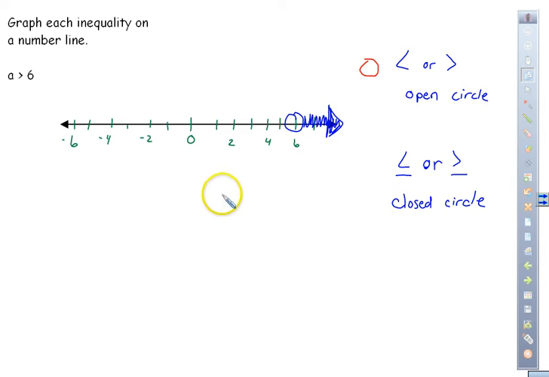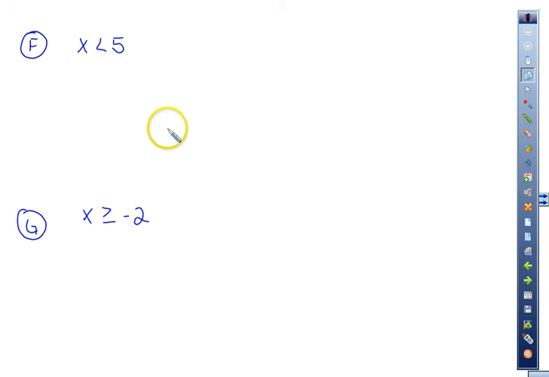If it were less than or equal to, or greater than or equal to, which is this, it is a closed circle, meaning you fill it in. That is a closed circle, and that would then include this number. So if it was greater than or equal to, then I would close this in, color it in, and draw a line with my arrow on it like this. That would be if it were greater than or equal to 6. So let's go ahead and try one. Go ahead and graph letter F. Go ahead and hit pause.